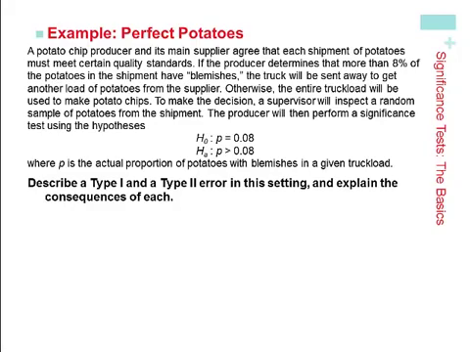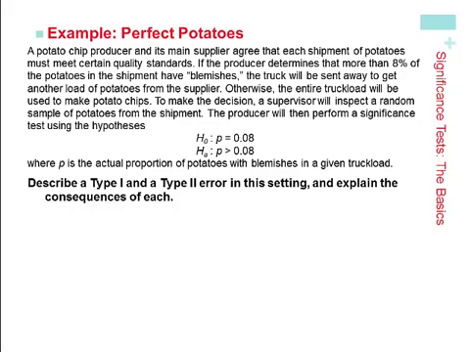To make that decision, a supervisor will inspect a random sample of potatoes from each shipment. The producer will perform a significance test using the following hypotheses. The null hypothesis will be p is equal to 0.08. The alternative would be p is greater than 0.08. The proportion p is the actual proportion of potatoes with blemishes in the given truckload. In looking at this example, I want to describe a type 1 and type 2 error in the setting and explain the consequences of making each type of error.